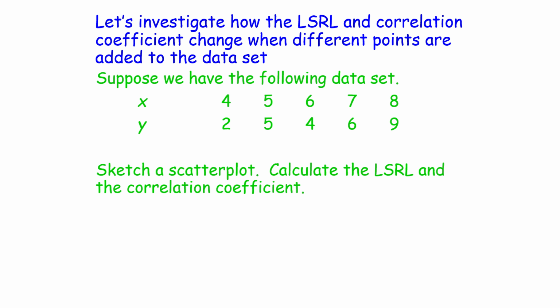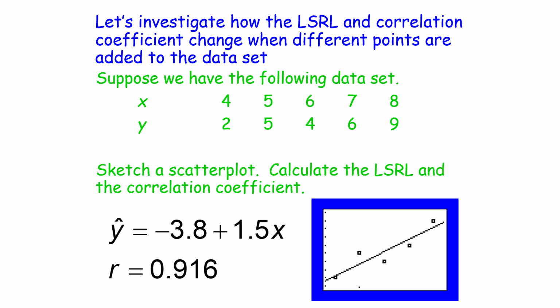So we're going to investigate how the LSRL and the correlation coefficient change when different points are added to the data set. So go ahead and put those values in, sketch the scatter plot, and calculate the LSRL and the correlation coefficient. Push pause, and then when you're done, push play and we'll see if you were right. So for your y hat, you should have gotten negative 3.8 plus 1.5x with a correlation coefficient of 0.916, showing a strong correlation.